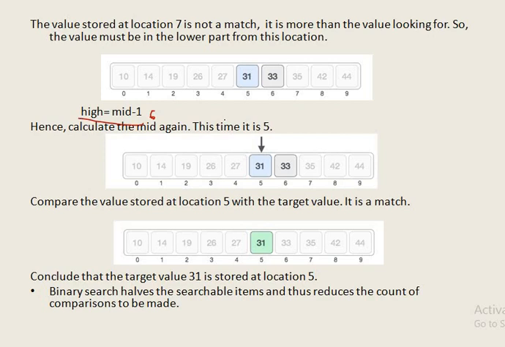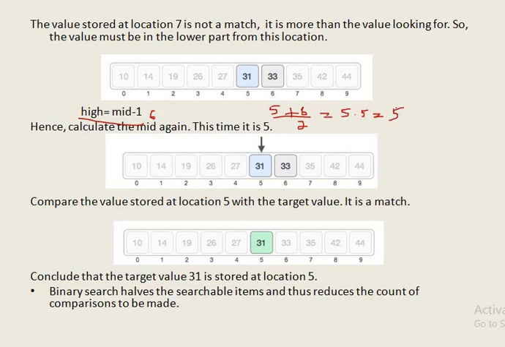And again, we have to find the middle value by using the previous formula, that is low plus high by 2. By applying this formula, you get low plus high. Low is 5 itself. High will be 6 and this divided by 2. 11 by 2. 11 by 2 is equal to 5.5, but we are taking the floor function, therefore the mid value will be equal to 5.